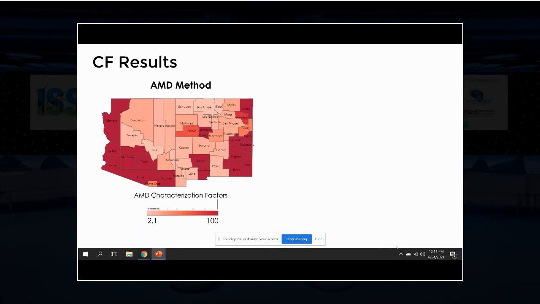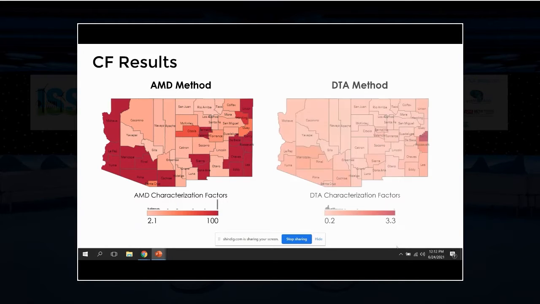And so originally using the AMD method, you weren't able to compare counties to counties very well. There was a lot of just 100 versus 100, and that doesn't give you a lot of insight. When I ran the characterization factors using my new DTA method, we can see the full suite of data distributed here on the color bar now. The numeric values are not meant to be compared. In fact, they really shouldn't be compared because the methods are intrinsically different. So we're just looking at the map side by side to look at different trends.